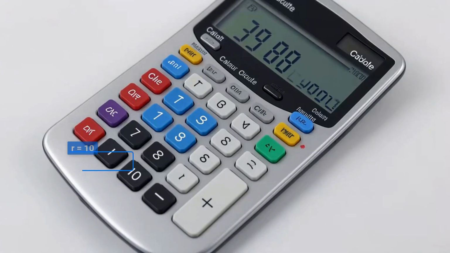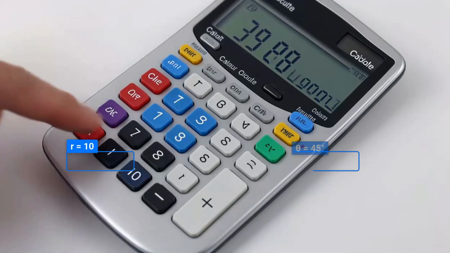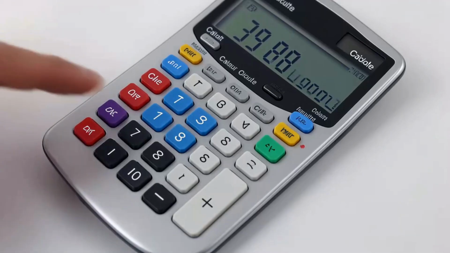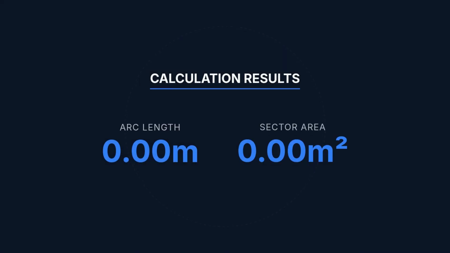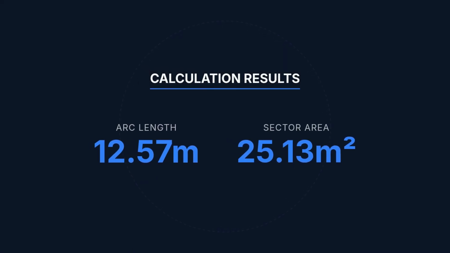For this demonstration, I'll use a radius of 10 units and an angle of 45 degrees. After entering these values, click Calculate Arc Length and Sector Area. The calculator processes your inputs and displays the results in the output section.